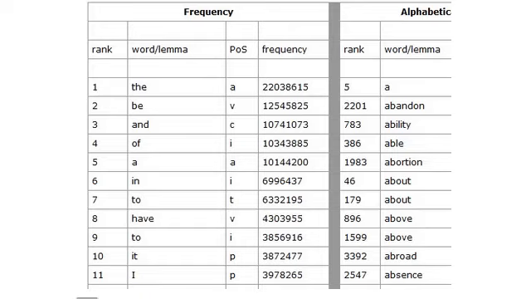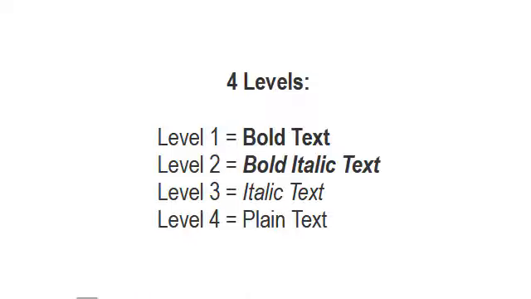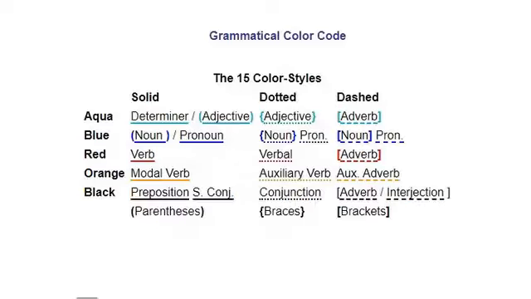Bold text indicates the most common level 1 words. Level 2 words can be identified by bold italic text. Level 3 by italic, and level 4 by plain text. The name of the website is based on its grammatical color code.